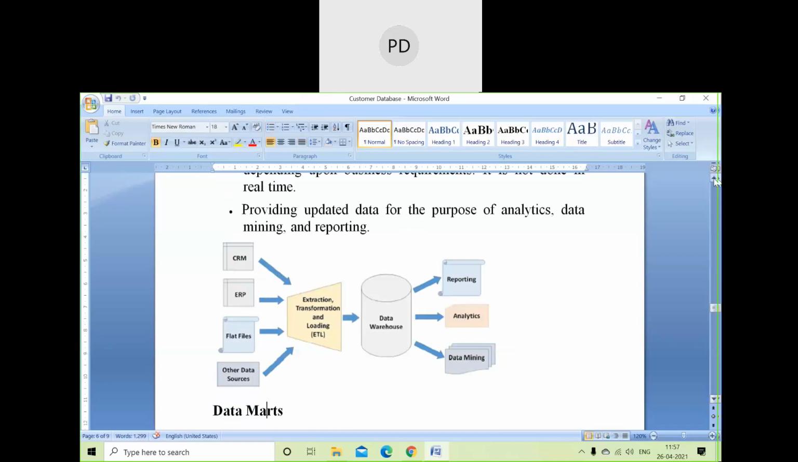Basically through CRM, ERP, flat files, Excel, normal documents and other sources, the data is going to come to that, which means you will be extracting, transforming and loading the data into the data warehouse. So from the data warehouse you can do reporting also. You can use the data for analytics and data mining.